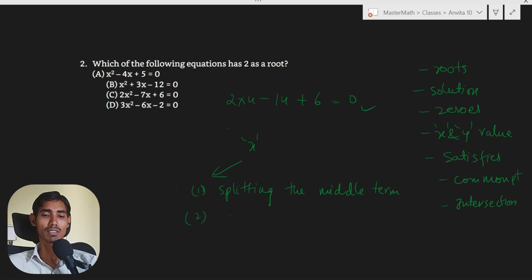Yes, sir. Second is completing the square, which is removed from the syllabus, which we'll discuss very briefly, because it is the premise of the third method, that is the quadratic formula. So we have a formula, a ready-made recipe, in which we can substitute the values and get the answer, and it is also known as Sridharacharya method.